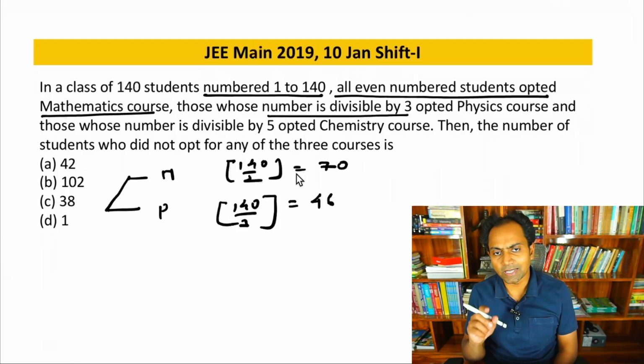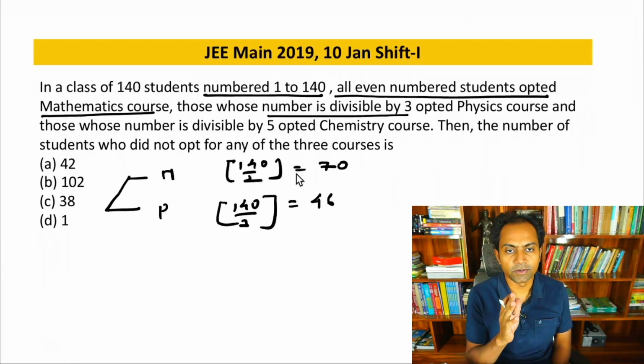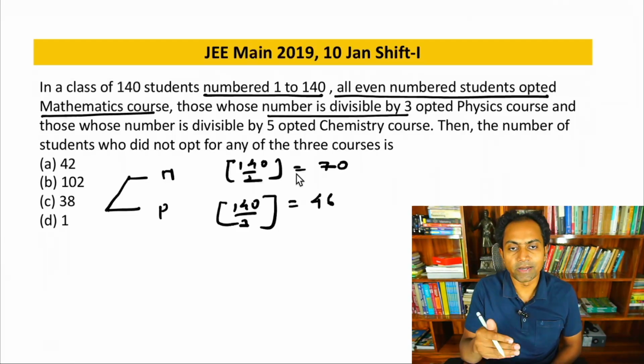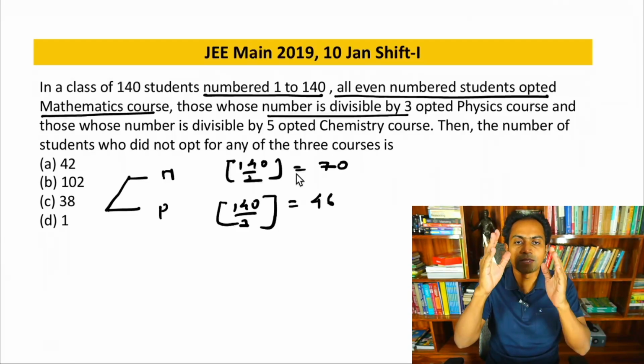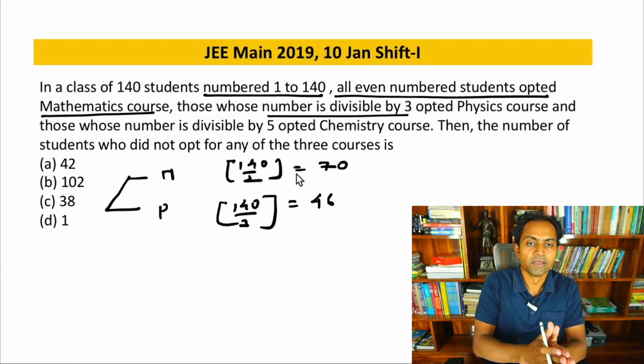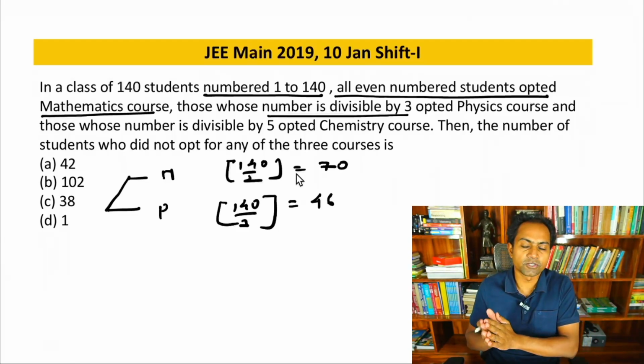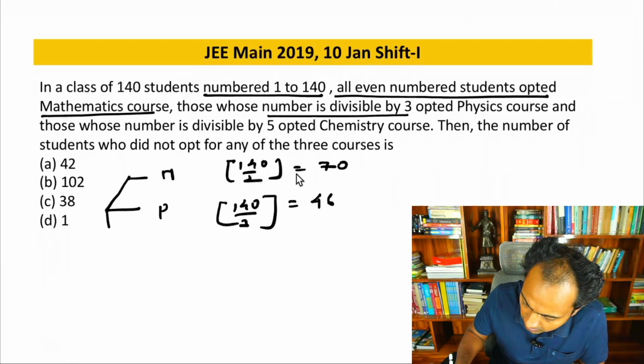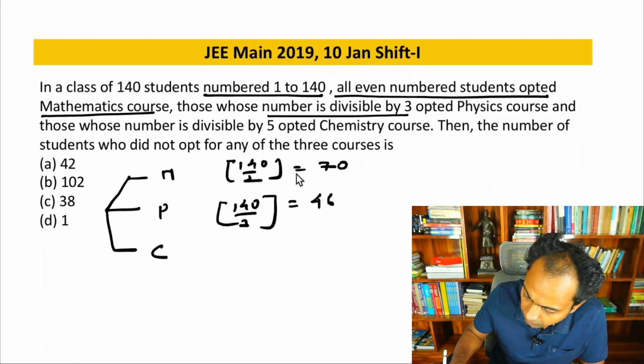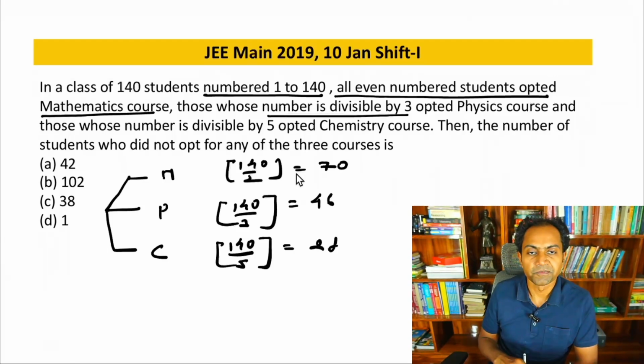See, now this greatest integer function technique is very important. When we want to find till what point the numbers will be divisible by 3, we just take the number, divide by the number from which we want to divide, and take the greatest integer function. This will directly give you the answer. If you want to do it for chemistry, it would be nothing but 140 by 5. And this comes out to be nothing but 28.